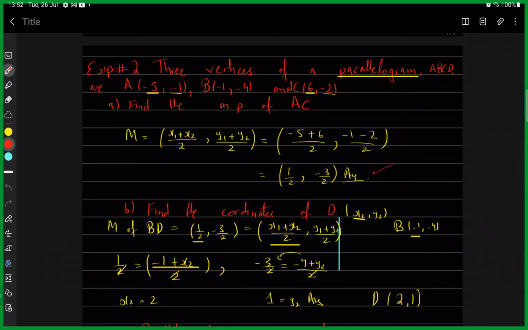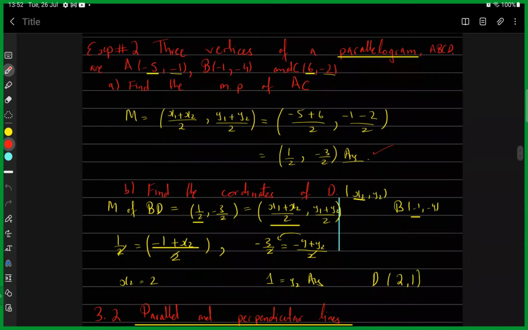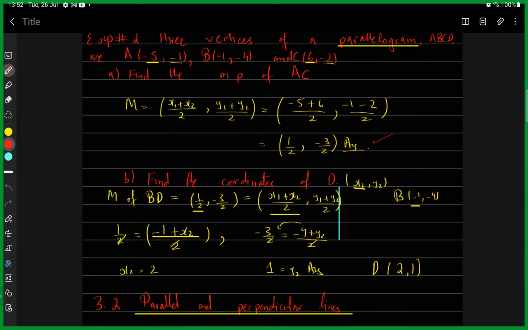So the important thing was that in a parallelogram, if you have two diagonals, their midpoints are going to be the same. Okay, that was very, very important. Again, in case of a parallelogram, we have two diagonals. The midpoint of the two diagonals is going to be the same. Please write it down. This is very, very important.